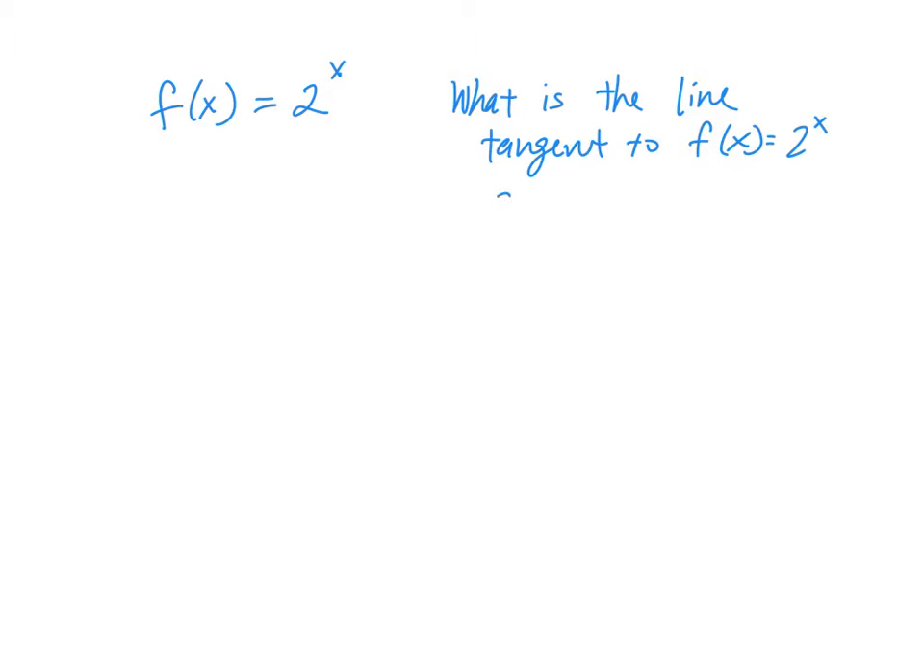If we have a specific number for a, like 2 to the x, and we want to know what is the line tangent to this function at the point, let's say, (2, 4). So the slope would be 2 to the x times natural log of 2.